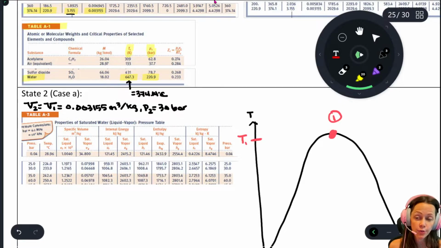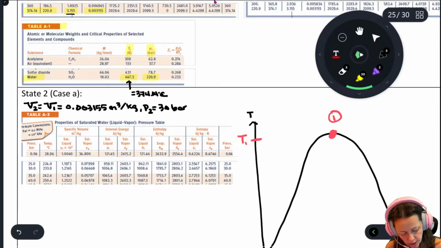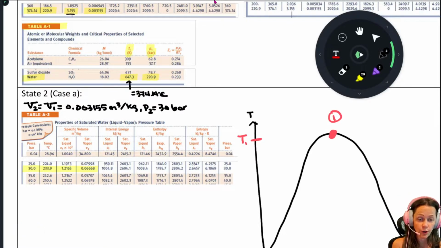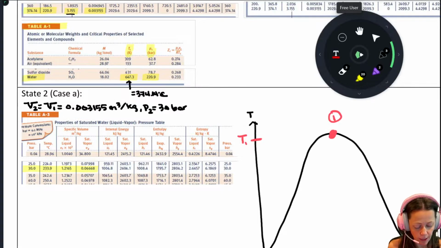So table A3, those are my saturated tables, organized by pressure. That's where I need to be. And it looks like at 30 bar, if the specific volume V2 is between the V sub F and V sub G values, then I know it's saturated. And that's exactly what I have here.